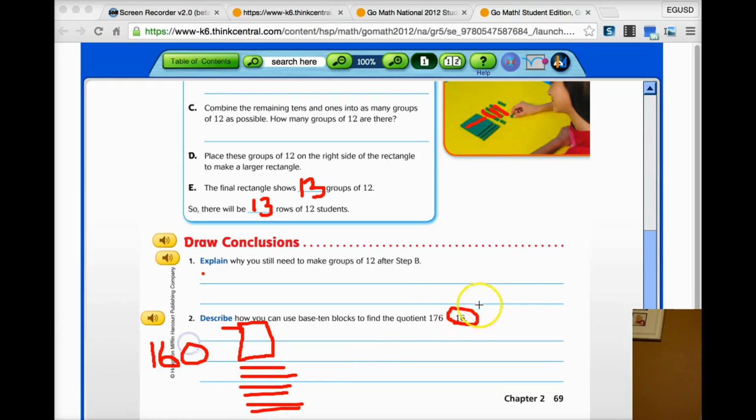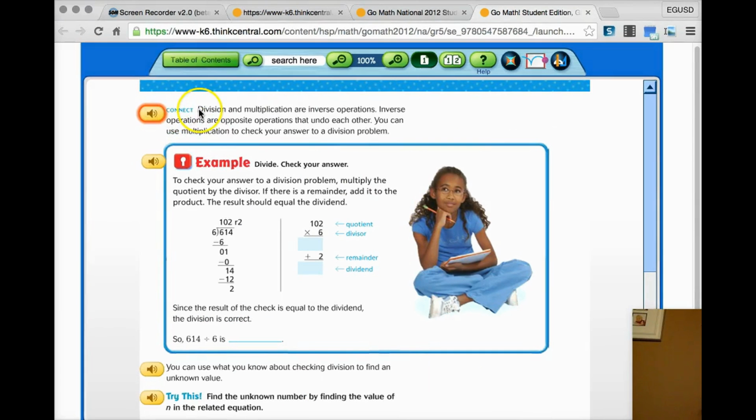So I'm missing, if I have 160 and 176 was the amount that I'm trying to divide, 176 minus 160 is 16 more, right? Because 160 plus 16 is going to give me 176. So that means I need one more row of 16, right? So there's my 16. 1, 2, 3, 4, 5, 6. Okay? And now I'm going across, so now I have 10 across plus the 1. So that means my answer is going to be 11. Okay? So connect. Division and multiplication are the inverse operations.